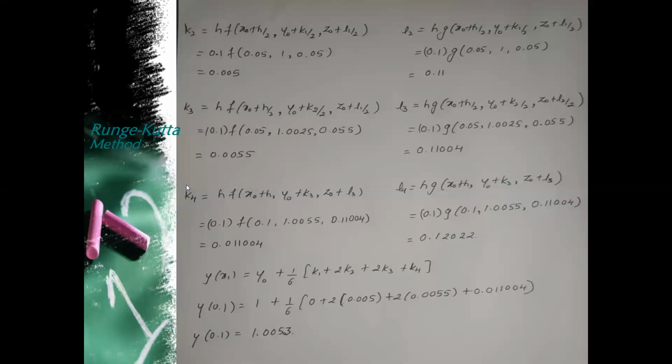Now we have got the values of k1 to k4 and L1 to L4. We'll go for finding the value of y at x1. It is given by y naught plus 1 by 6 times k1 plus 2k2 plus 2k3 plus k4. Substitute all the values of k1, k2, k3 and k4 and also y naught. By simplification we get the value of y at x equal to 0.1, it is 1.0053.